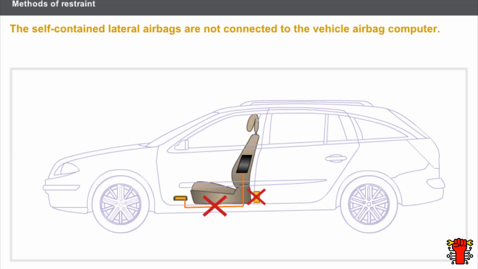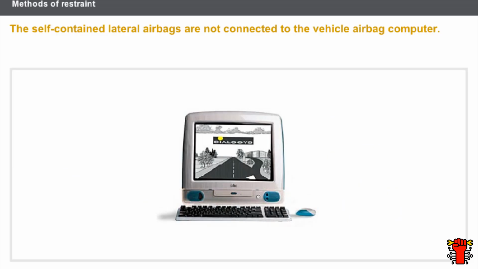The self-contained lateral airbags are not connected to the vehicle airbag computer. Self-contained lateral airbags are completely independent and operate of their own accord. The impact sensor and the pyrotechnic ignition module are built into the airbag. Self-contained airbags may be triggered even if the main computer is locked. You must consult the technical documentation before carrying out any operation on an airbag system.